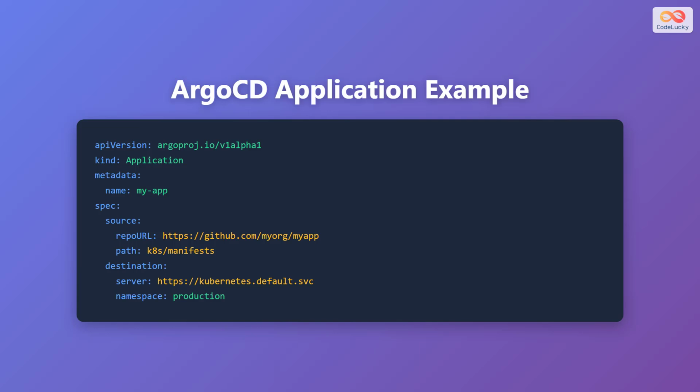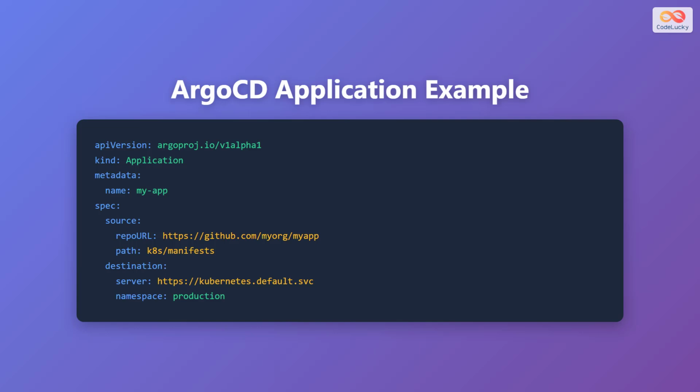The spec section contains two main parts. First, the source section tells ArgoCD where to find your application manifests. The repo URL points to your Git repository, and the path specifies which directory within that repository contains your Kubernetes manifests.